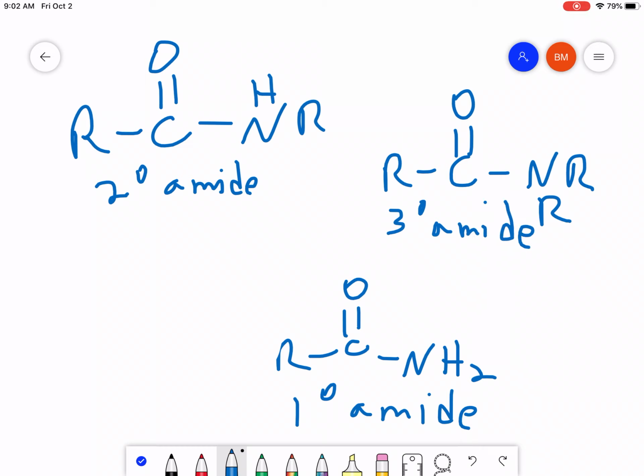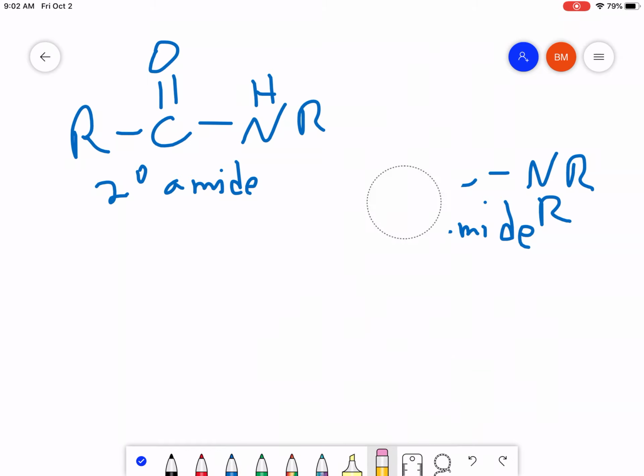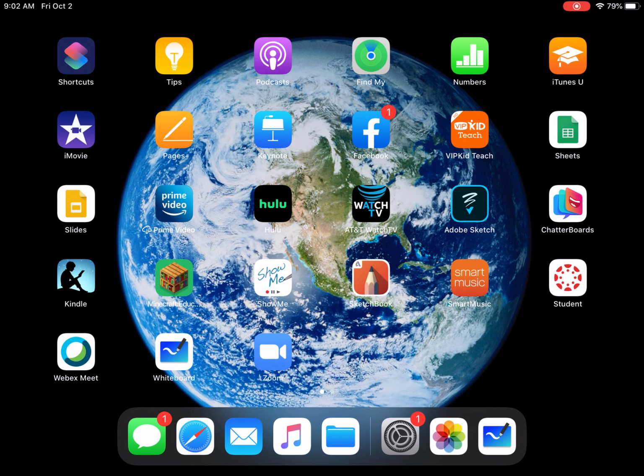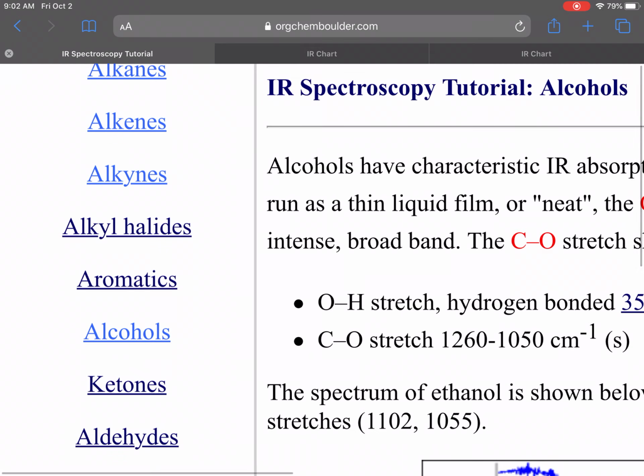All right, that's a tertiary amide. So what we're going to do is take a look at some of the highlights here amongst these that are similar but yet very different as well. I'm going to start with the simplest, the one that gives the simplest spectrum, and that's a ketone.